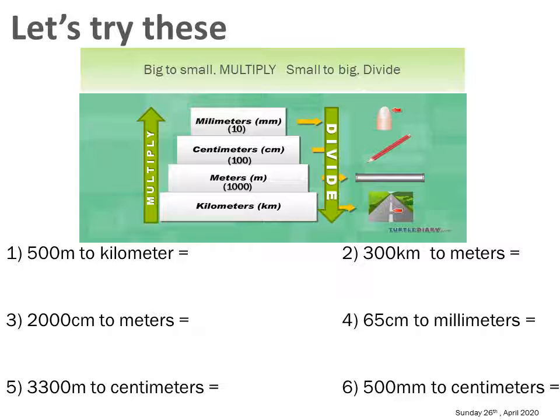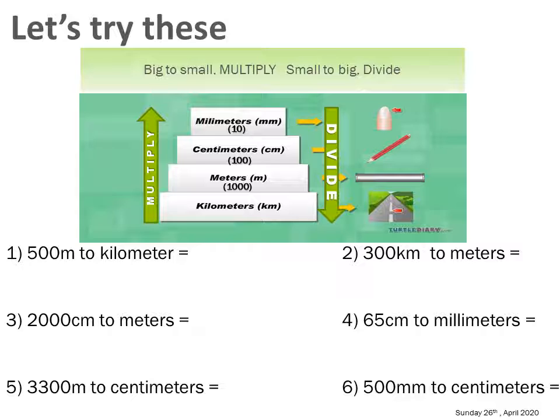Now I want to come from meter to kilometer. Now I'm coming from small block to big block. Which direction am I coming? I'm coming down from meter to kilometer. What will I do? Divide or multiply? I will divide. Look at the arrow. That arrow is coming down for divide. You're coming from small block up to big block down, you divide.